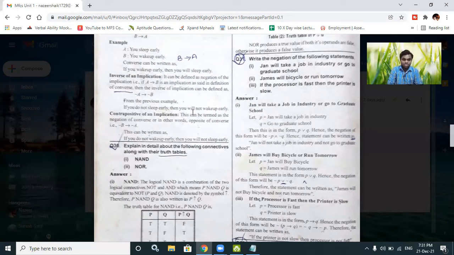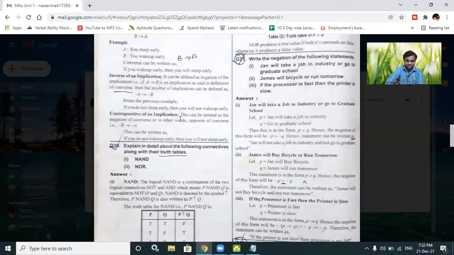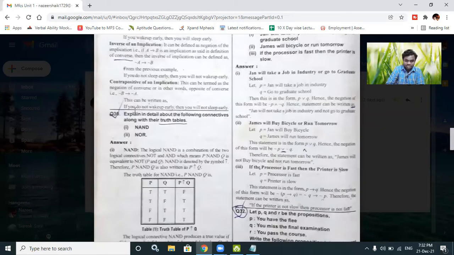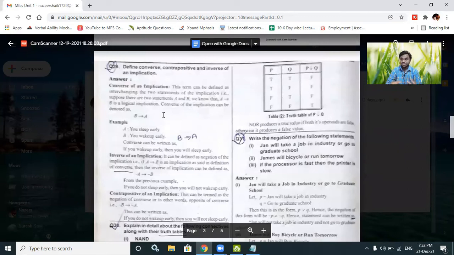Next one is the contrapositive of an implication. This can be termed as the negation of the converse, or in other words, the opposite of the converse. So P implies Q is the implication, and Q implies P is the converse. The negation of the converse will be negation Q implies negation P. In this way, here we take B and A: negation B implies negation A. So this can be written as: if you do not wake up early, then you will not sleep early. So this is all about the converse, contrapositive, and inverse of the implication.